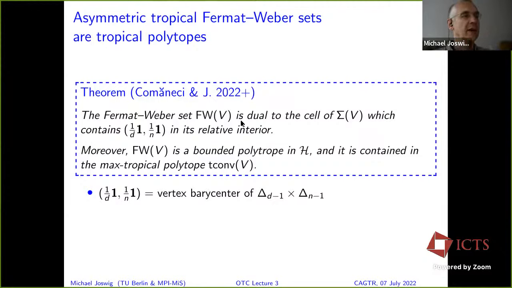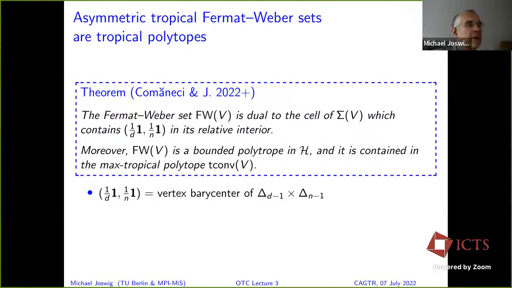And so we have this sigma v, which is a regular subdivision of this ordinary polytope, and it has cells of various dimensions. These cells are polytopes, and we can look at the relative interiors of these things. The relative interiors are relatively open polytopes, finitely many, and they partition the entire product of simplices. So if I have a specific point, for instance this vertex barycenter, then it is contained in a unique cell in its relative interior. And that cell is the one that I want. And so the theorem says the Fermat-Weber set is exactly the dual to that cell.